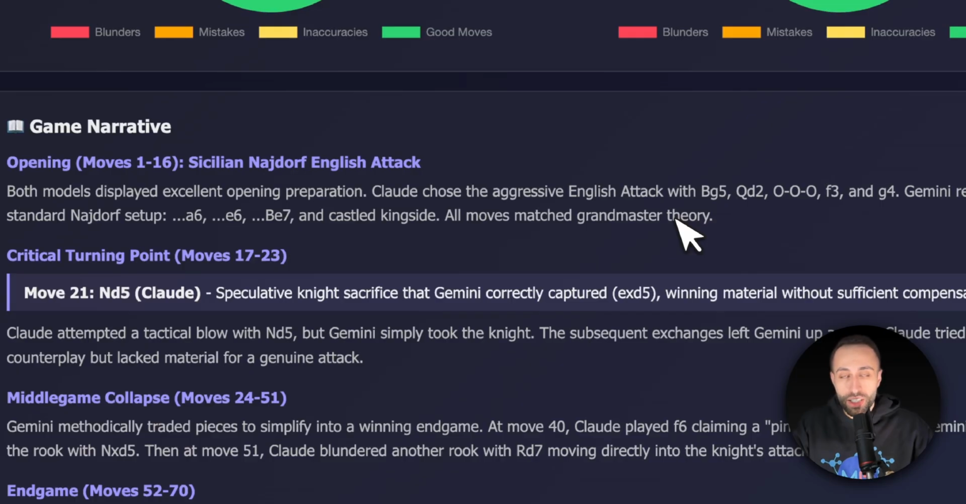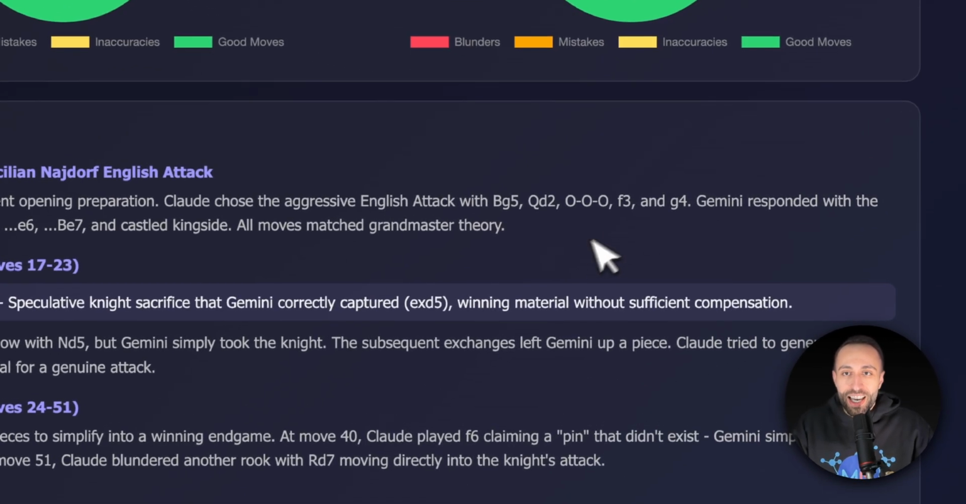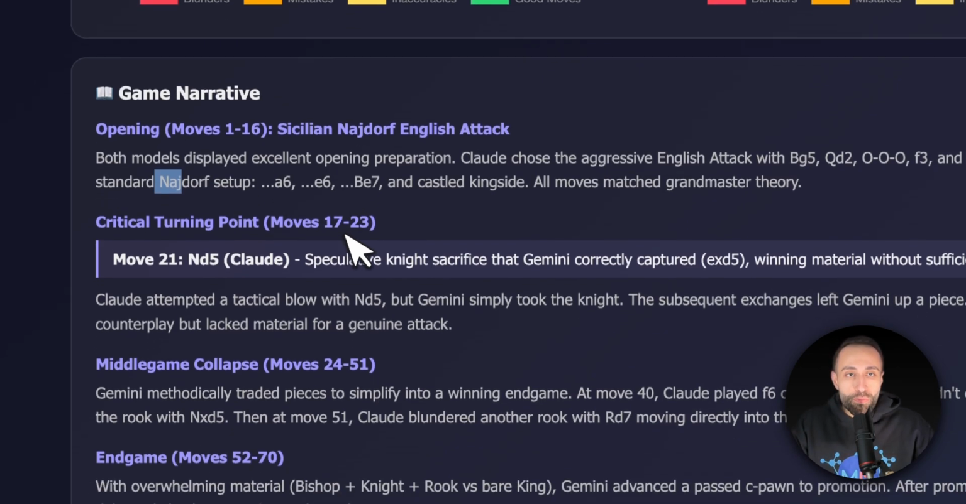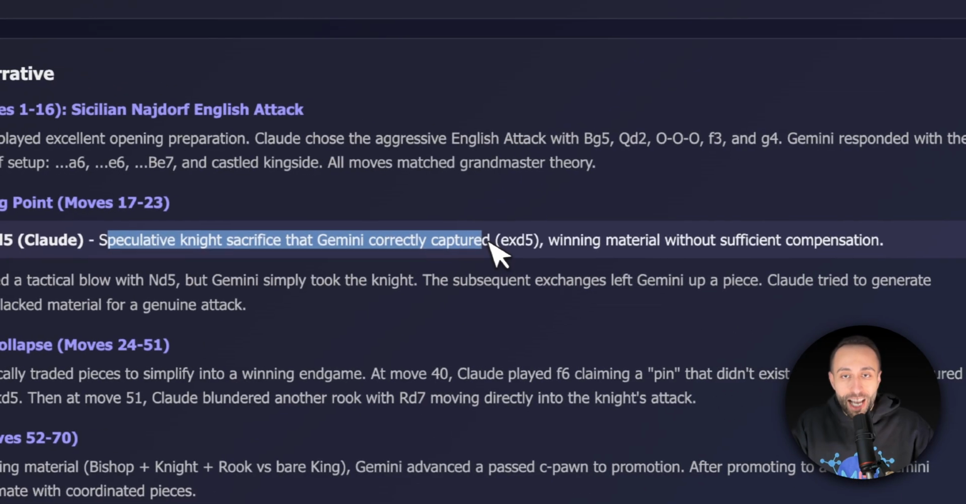Again, I'm not really an expert on chess. If I make mistakes in explaining them or in my pronunciation, I apologize in advance. And Gemini responded with a standard Najdorf. Again, I hope I pronounced it correctly. So the critical turning point was a speculative knight sacrifice that Gemini correctly captured.